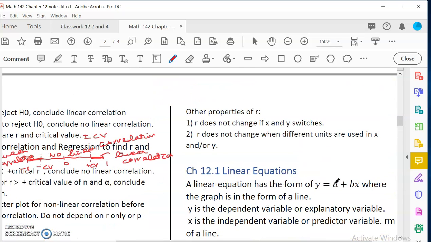The other properties of r: r does not change if X and Y switch. If you switch X and Y, you would have the same value. So whether they're correlated or not, the order of X and Y does not matter. Also, if you use a different unit, maybe centimeters instead of inches, or you multiply by 10, the correlation also doesn't change. Okay, so that is the study of correlation.